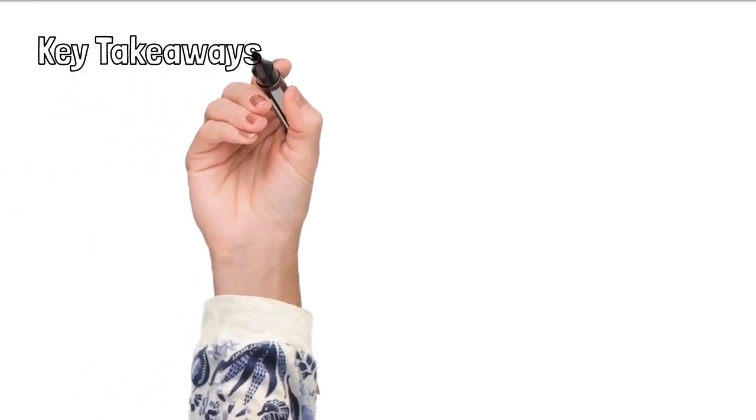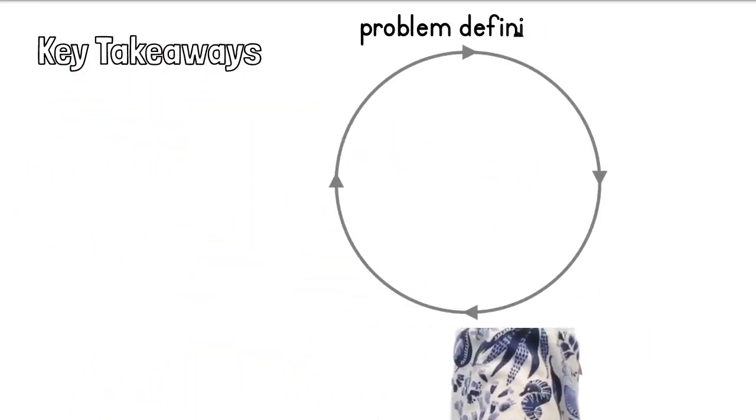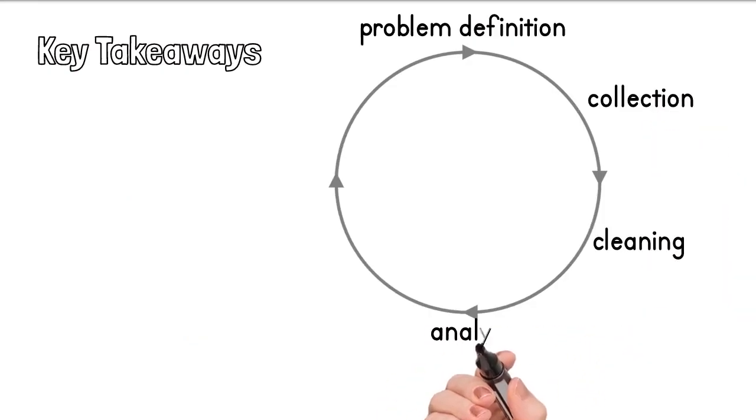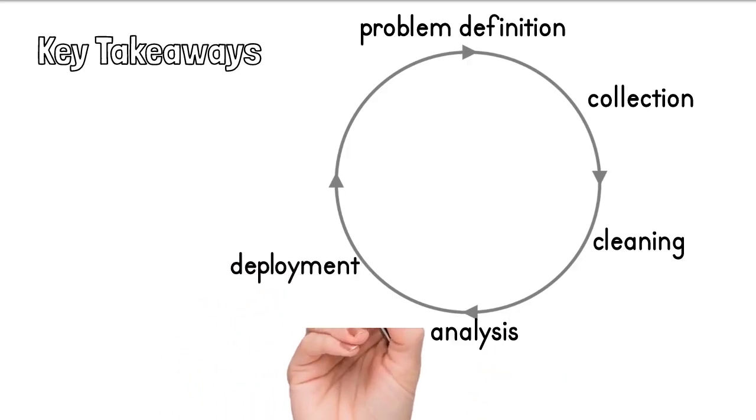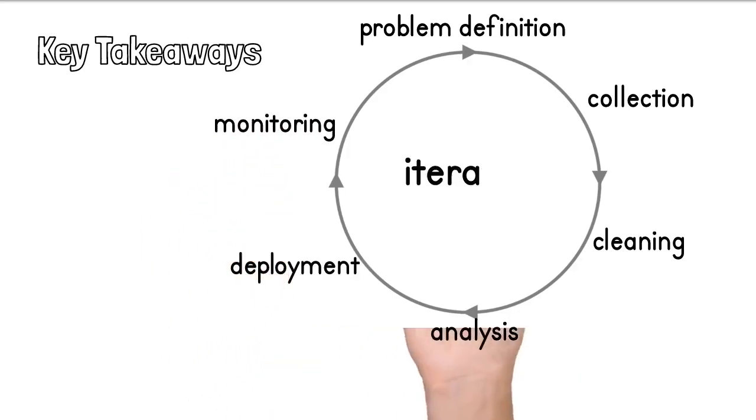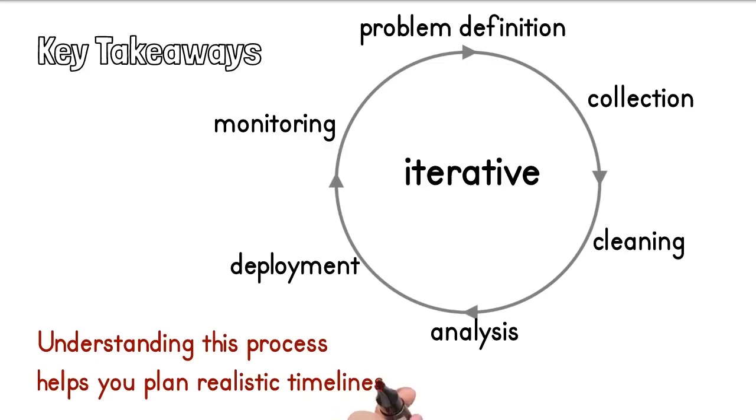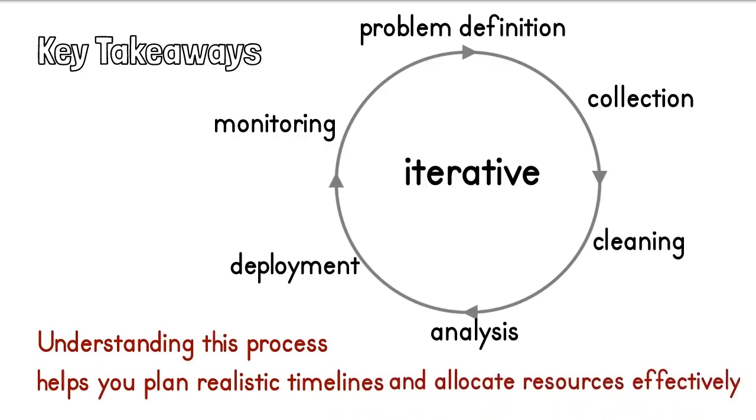The data science workflow moves from problem definition through collection, cleaning, analysis, deployment, and monitoring. It's iterative. Expect to cycle back through stages. Understanding this process helps you plan realistic timelines and allocate resources effectively.